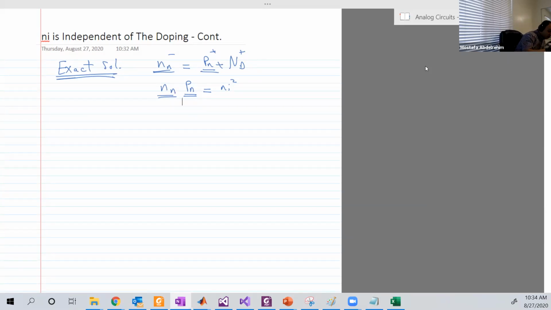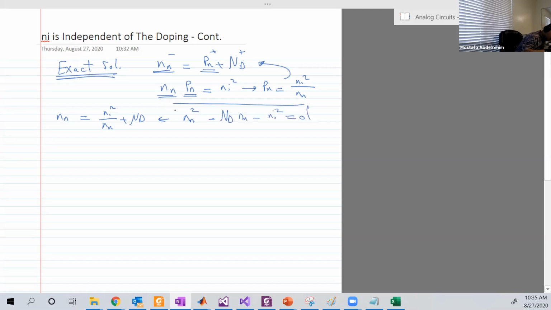Okay, let's go back. So these are the two equations in two unknowns, and we're gonna solve them together. From here, Bn equal to Ni squared over Nn. So let's substitute here: Nn equal to Ni squared over Nn plus Nd. So we have Nn squared minus Nd multiplied by Nn minus Ni squared equal to 0. This is a quadratic equation with one unknown, okay?